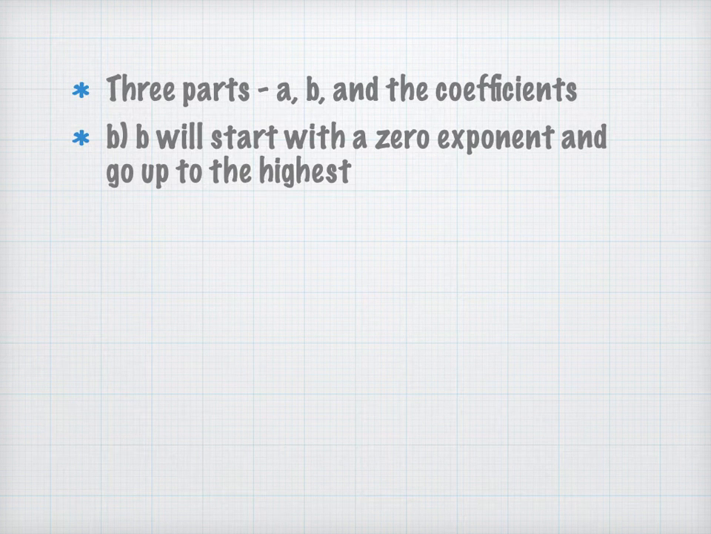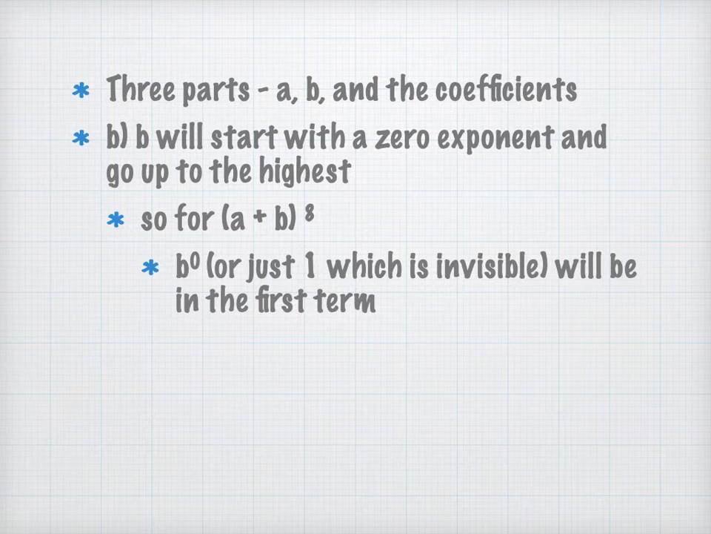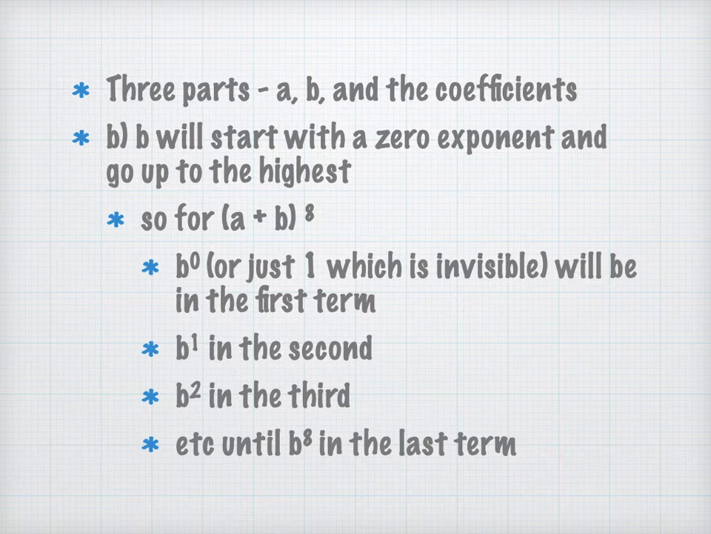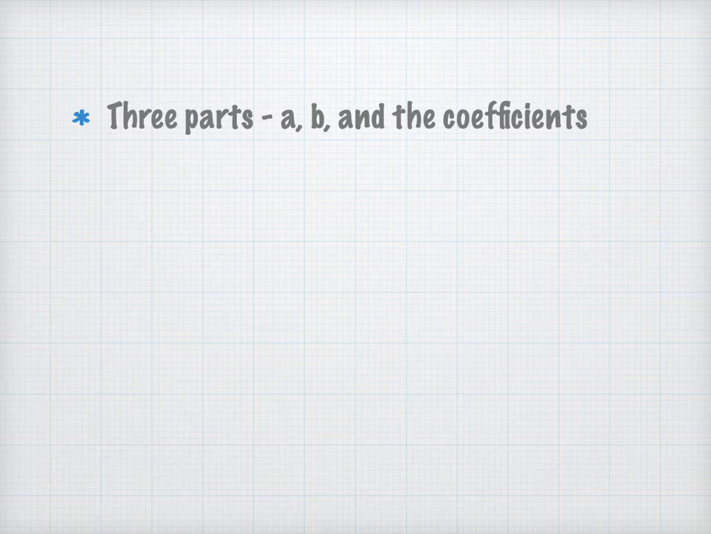B, on the other hand, will start with a 0 exponent and go up to the highest exponent. So for the same example, in the first term, you'll have b to the 0. Now, b to the 0 is 1. 1 times anything is just whatever, so the 1 is invisible. So you won't see the b in the first term, but it's just technically there. The second term will have a b to the 1st in it. The third term will have a b squared in it. And they'll just keep getting larger and larger until you get to the last term, which has a b to the 8th in it. Okay, let me show you what this looks like.